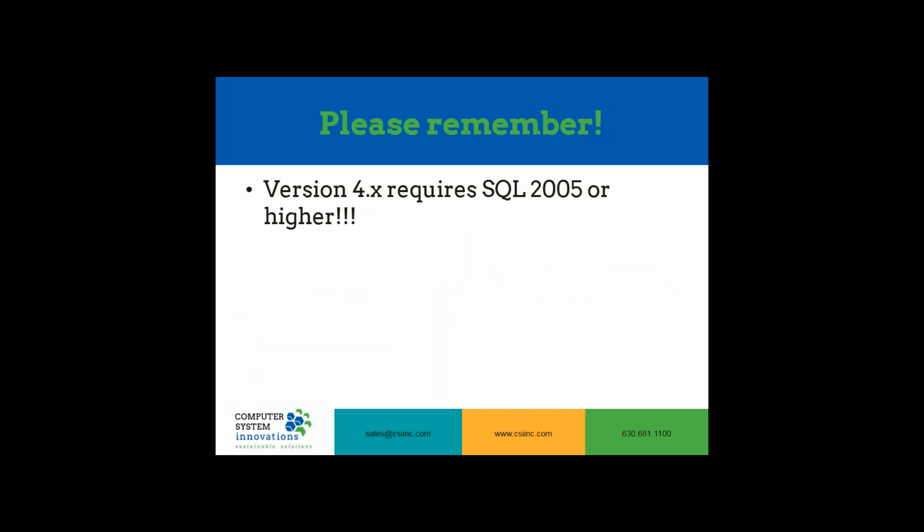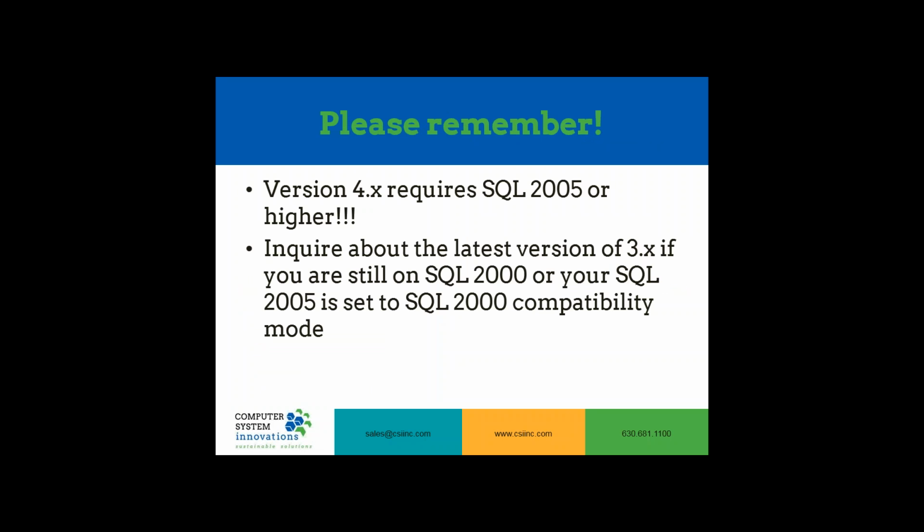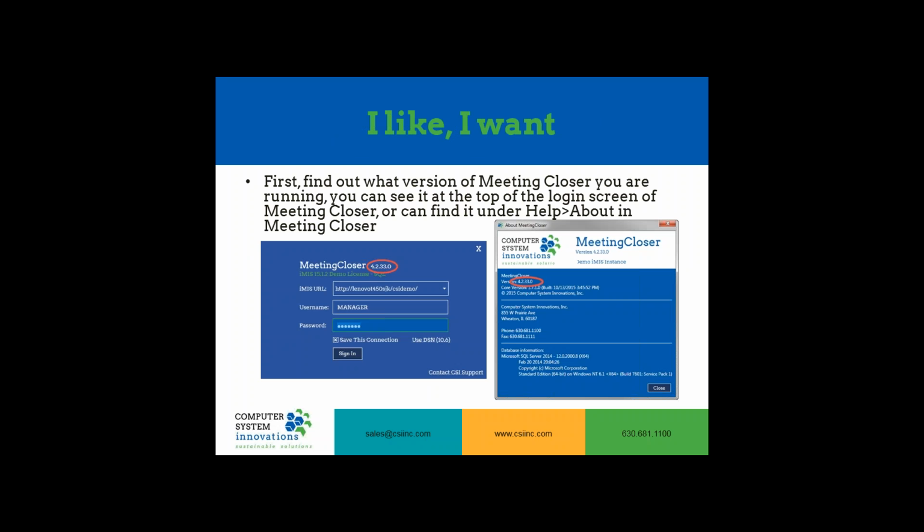Last, version 4 requires SQL 2005. If you are still on SQL 2000, shame on you. However, you cannot go higher than version 3 of Meeting Closer. So do not install version 4. It won't work. SQL 2000 is 16 years old almost now. You really need to be thinking about upgrading. In fact, if you're on 2005, you should be thinking about upgrading. But anyway, we still support that.